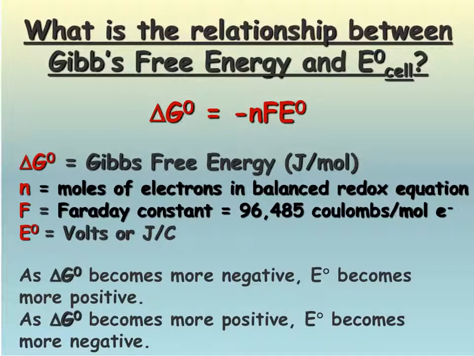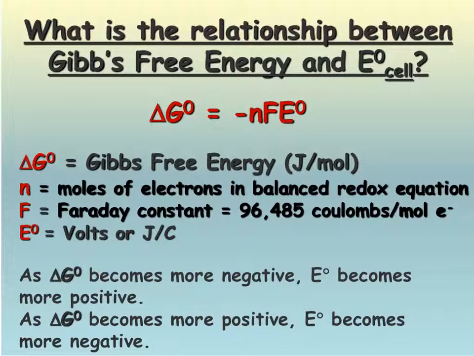All right, this is an equation that helps us quantitatively understand the relationship between the Gibbs free energy value and the standard E cell, the electric potential for the cell. It's given by this formula right here: delta G equals negative n F times E at standard values. n is the moles of electrons in the balanced redox equation. F is a constant called Faraday's constant, 96,485 coulombs per mole of electrons. And our E cell value is going to be in volts.